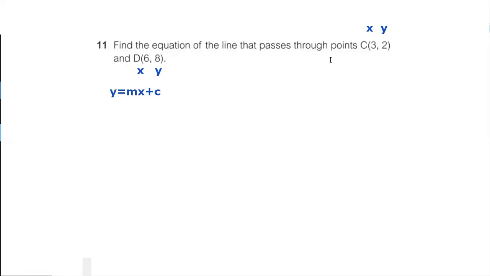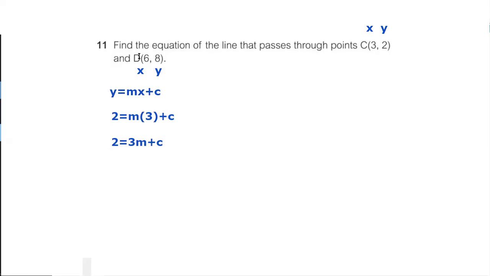So let's talk about the first one. The x is 3, and the y is 2. This means the equation will be like this: 2 equals m times 3, m bracket 3, and then plus c that we don't know, okay? Now, to simplify it more, it's going to be 2 equals 3m plus c. That's the first equation.